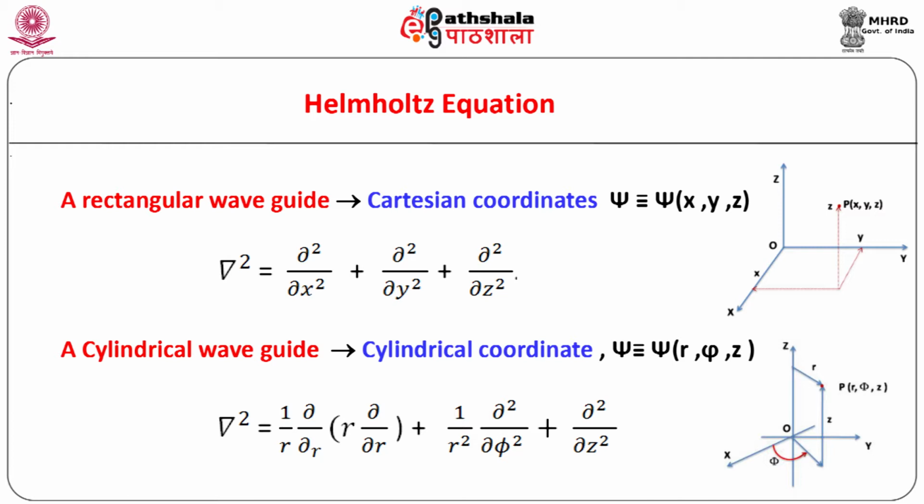On the other hand, in the case of a wave propagating through a cylindrical waveguide, it is suitable to use the cylindrical coordinate system. In this case, we have psi as a function of r, phi, z and del square as shown. Note that sometimes instead of r, one may use rho as the coordinate.